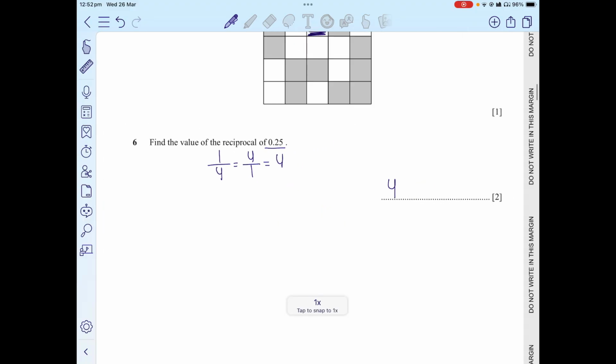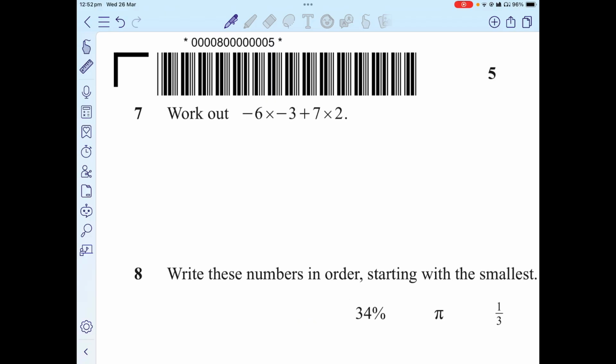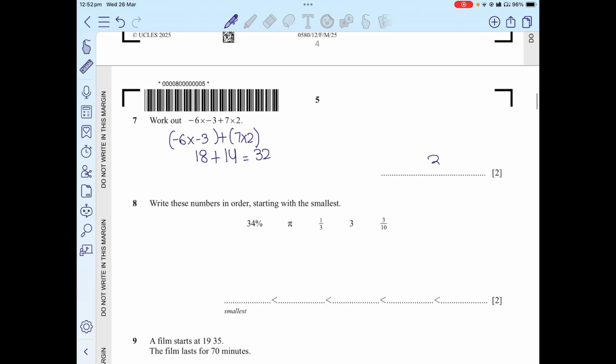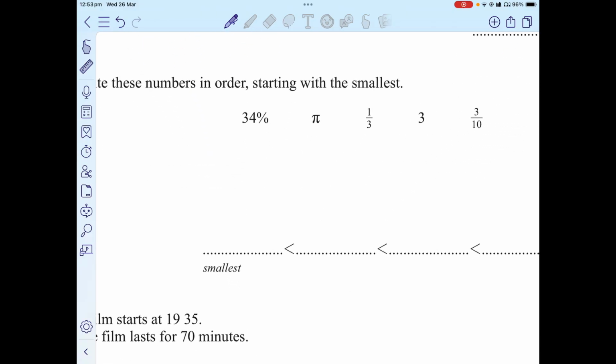Okay, now we'll move on to question number 7. The question tells us work out -6 into -3 plus 7 into 2. Now here you have to use BODMAS, which is basically you multiply and then you add. So we write it this way first: -6 into -3 plus 7 into 2. Now what is -6 into -3? That is 18 because the signs are both negative, so the answer would be positive. And 7 into 2 is 14. So 18 plus 14 is 32.